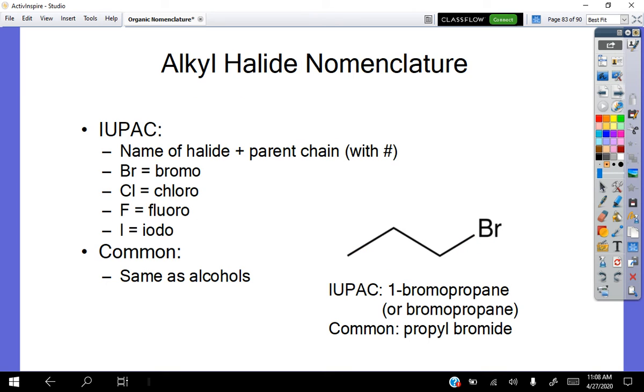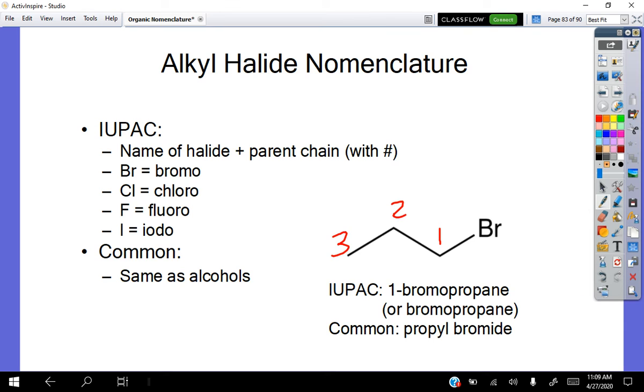For alkyl halide nomenclature, it's the name of the halide and the parent chain with the number. Like I said before, bromo, chloro, fluoro, and iodo are the way you write the branch names. In this particular example, I've got propane, 3 carbons, and the bromine is sticking off of the first carbon, so I have 1-bromopropane.